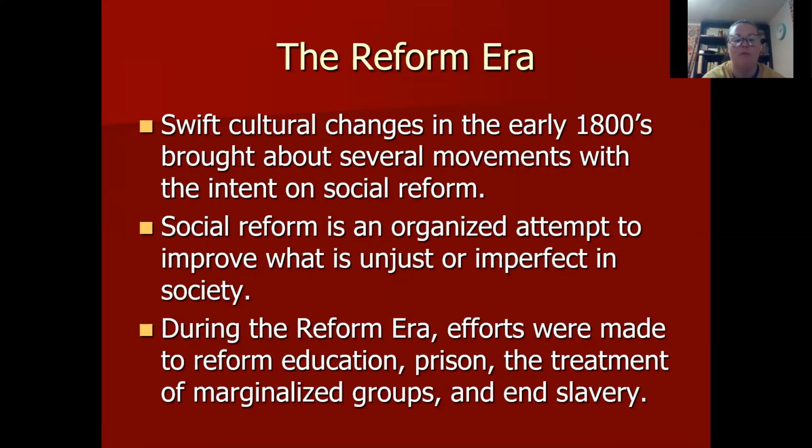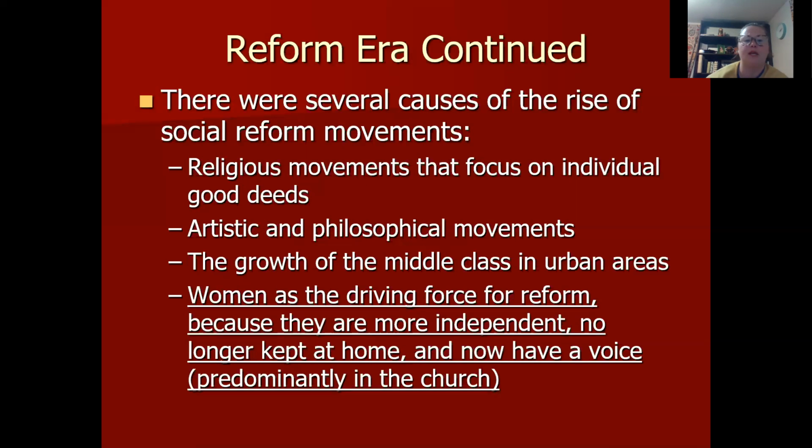Okay, so during the reform era back then, efforts were made to reform education, prison, the treatment of marginalized groups, and end slavery. Okay, so really some of these things are really not that different than what we are trying to reform today. All right, so there were several causes of the rise of social reform movements.